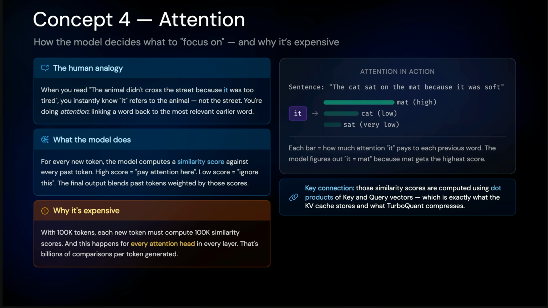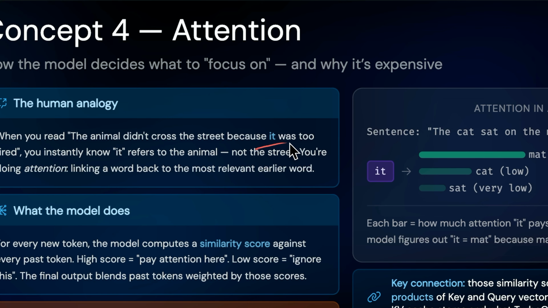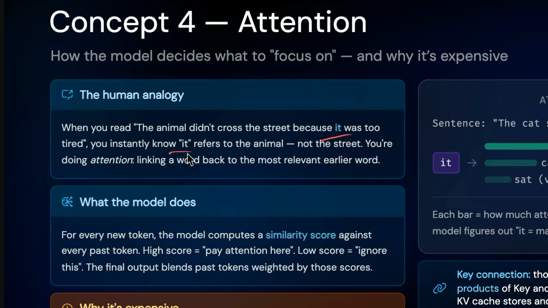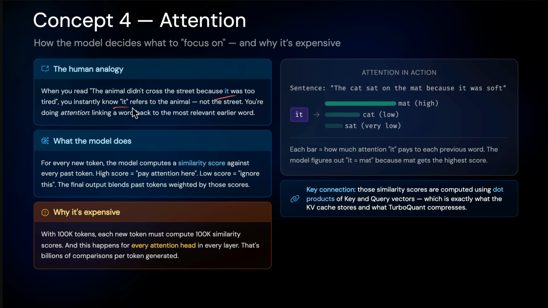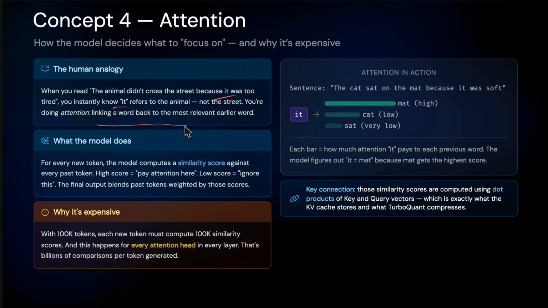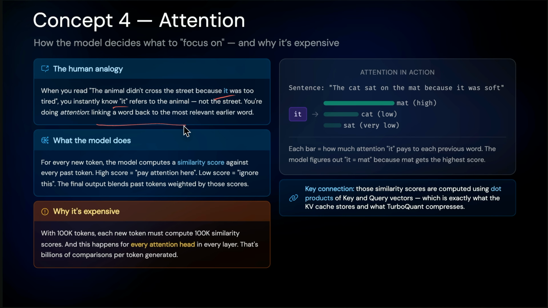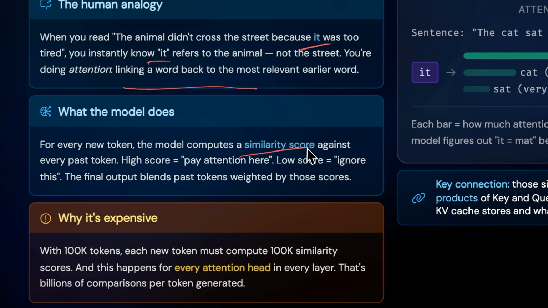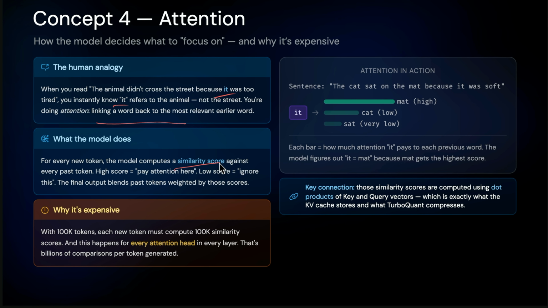So coming to the next concept, that is attention. I know we briefly discussed this concept earlier, but let's make this quick. Let's say you read, the animal didn't cross the street because it was too tired. We instantly know that it refers to the animal, not the street. So you are doing something called attention, where you are linking a word back to the most relevant earlier word, right? This is what the model also does. For every new token, the model computes a similarity score against every past token. A high score means pay attention here, whereas a low score means ignore this. The final output blends past tokens weighted by these scores.